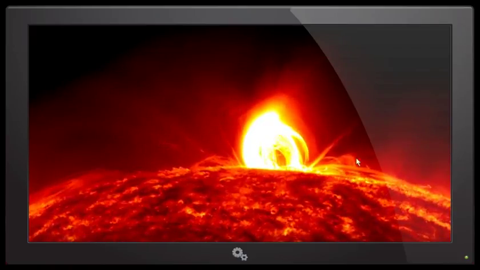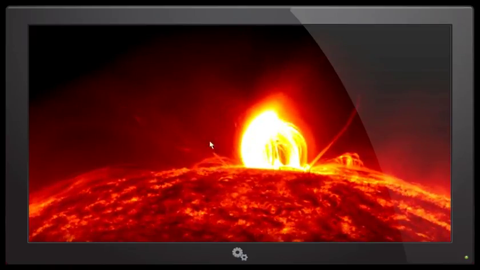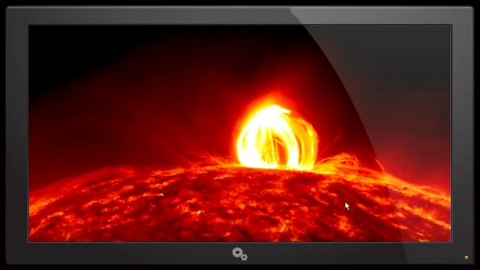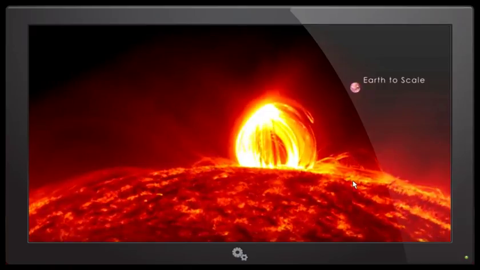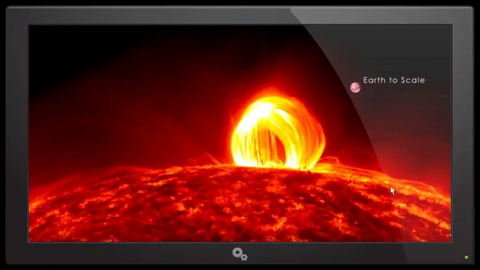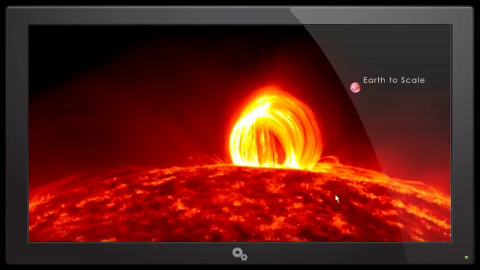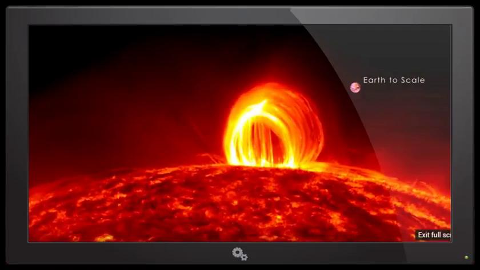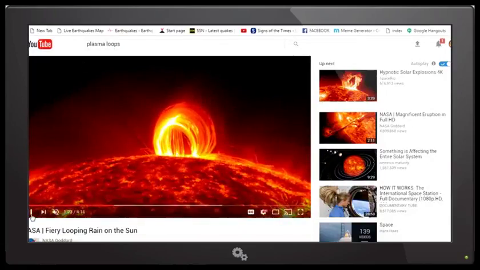Now there's a lot to understand pertaining to what is occurring on the sun. And as you can see, these are absolutely spectacular. Here you can see the Earth to scale pertaining to the size of the sun and these plasma loops. Now we're going to go ahead and get directly back to the report.